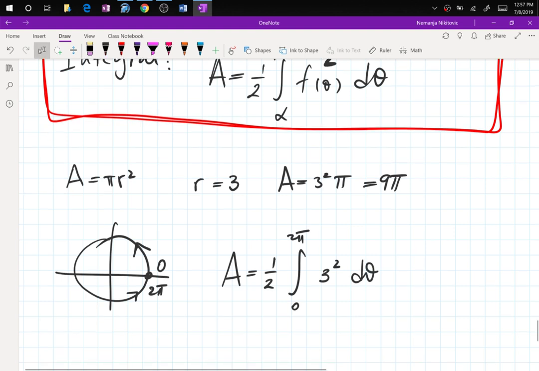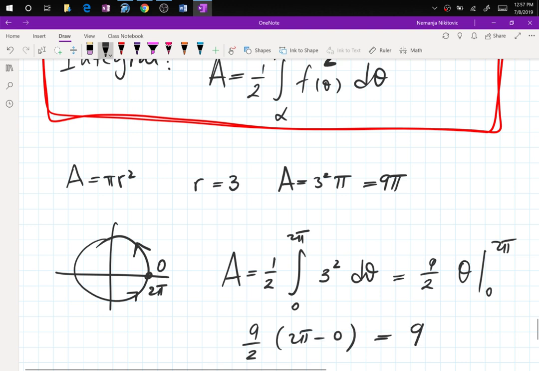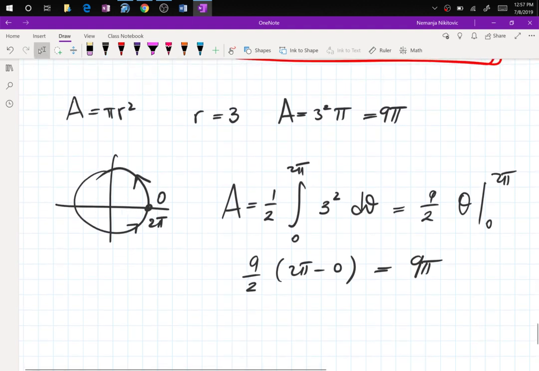All you need to do is to integrate this. Well, that's easy. That's 9/2 outside. Integral of d theta is theta from 0 to 2 pi. That's 9/2 times 2 pi minus 0. It's 9 pi. Woohoo! And the kid is happy because now they're completely lost. Make sure that whatever I say you never do, okay? That's because I always pick the worst possible scenarios. So there you go.